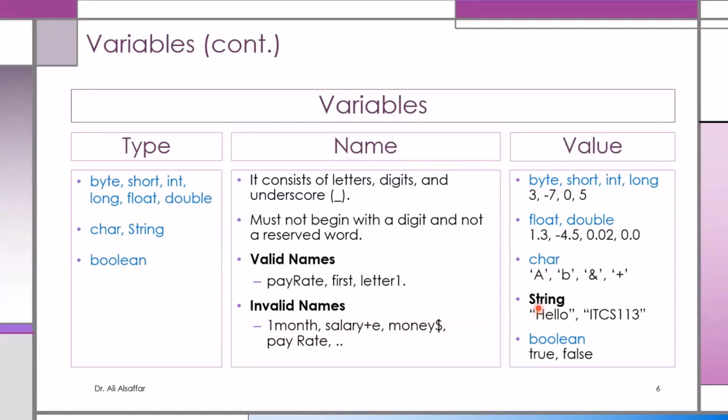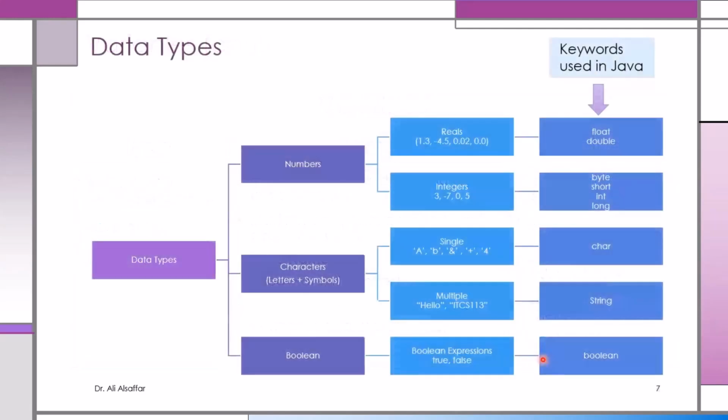And when we say string, it means a collection of letters, words, sentences, etc. And finally, Boolean, and this will be covered in chapter number 3. The value is either true or false.